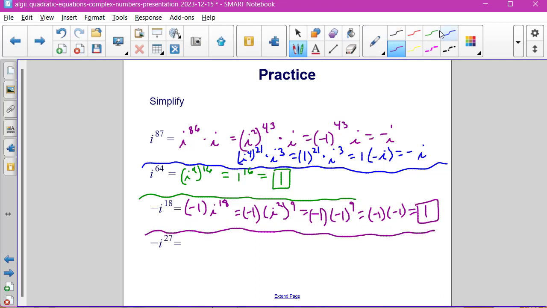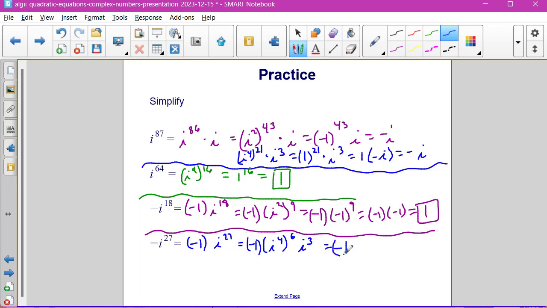Now let's look at our last problem. Again, we are going to first rewrite it as negative 1 times i raised to the 27th power. Now, i raised to the 27th power can be rewritten as i to the 4th raised to the 6th power times i to the 3rd power. 6 times 4 is 24, and then we have 3 remaining.